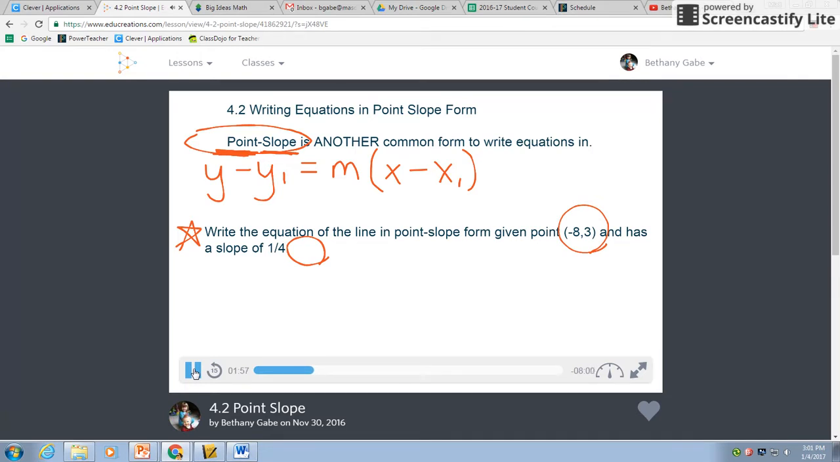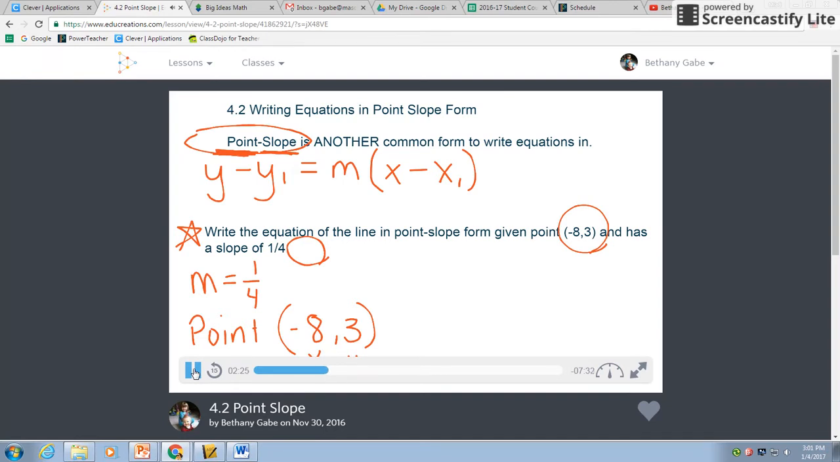So the first thing that I do is I pull the numbers out and I label them appropriately. So the slope is going to be 1/4, and then the point that they give me is negative 8, 3, and I go ahead and label that this is going to be my x and this is going to be my y. And more specifically, it's the little x1, y1. We're not ever going to take out the regular x and the regular y. It's going to be this x1, y1 that we fill in.